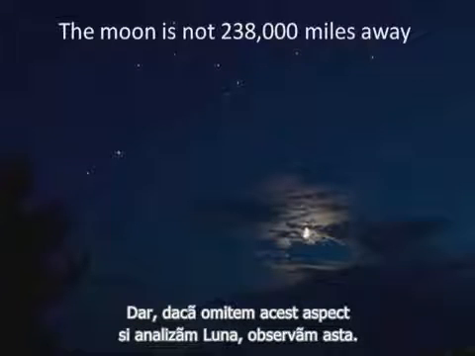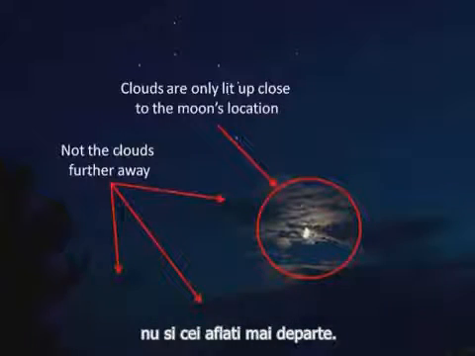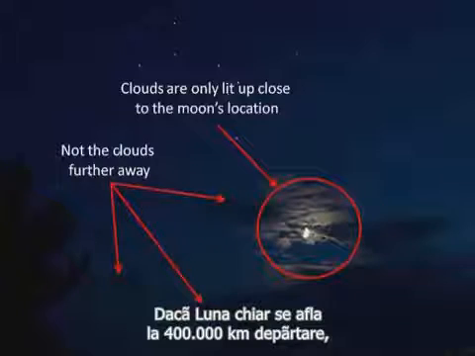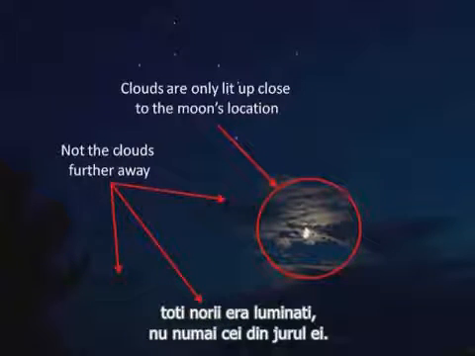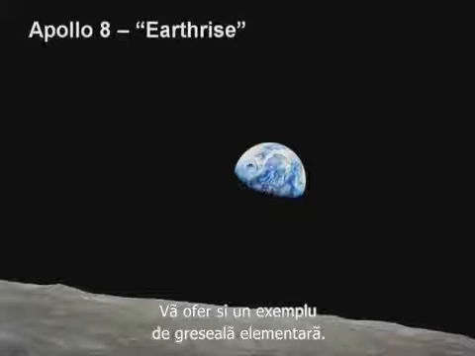But if you just put that aside for a second and just look at the moon, perhaps you'll notice this. In this example, only the clouds close to the moon are lit up, not the clouds further away. That indicates that the moon is much, much closer than we've been told. Because if the moon were 238,000 miles away, then all the clouds should be illuminated, not just the ones closest to it.